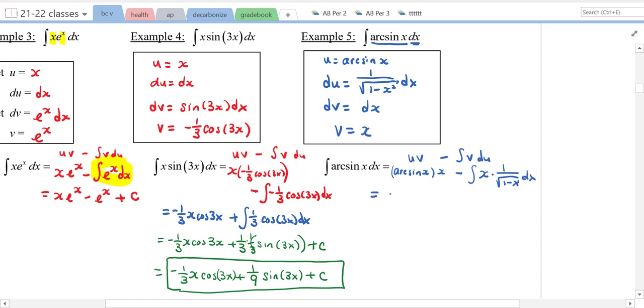Let me just try to rewrite this nicer. That's x times arc sine of x. And then, uh-oh, something's interesting. I get minus x over root 1 minus x squared dx. And you're like, but this is not actually an easier integral. And I'll say, yes, it is. Because now I hope you can use one of your other integration strategies to help you figure out this part.